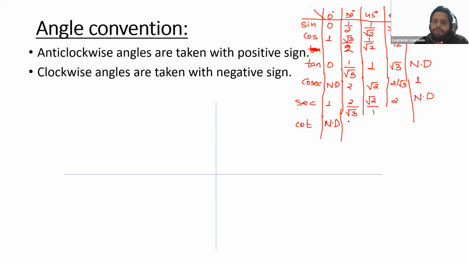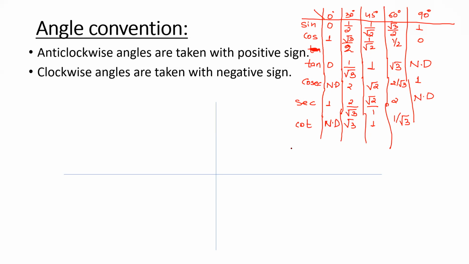Next, we have root 3. Then we have 1. Then 1 by root 3. And now, if you check this, cot is what? Can we say cot is cos by sine? Yes, sir. Cot is cos by sine. So cos is what? 0 by 1. What is 0 by 1? 0. So that's it. This clear? Yes, sir.